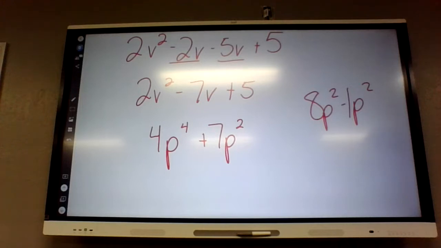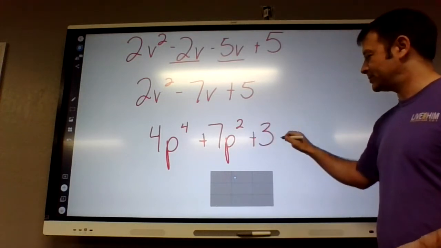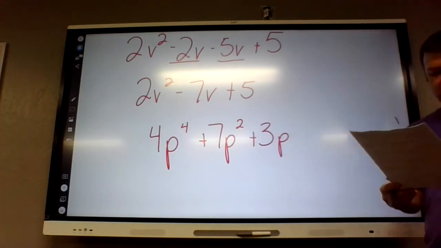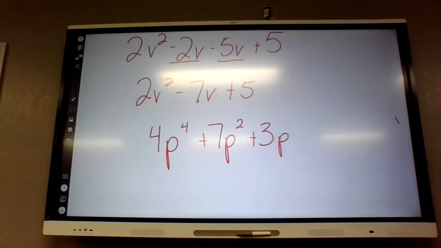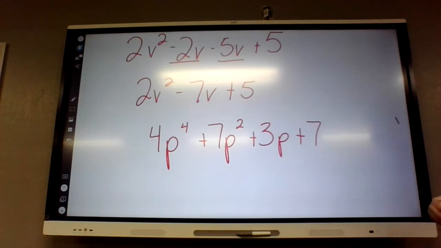Okay, what else did I not do in the first parentheses? 3p. What goes with 3p? Nothing. Yeah, trick question. So what should I do with the 3p? Don't really do anything. It's positive, so just put plus 3p. Same thing as a 7. In the right parentheses, I didn't do anything with the 7. There's nothing you can do, so I'm just going to leave it alone. Plus 7.